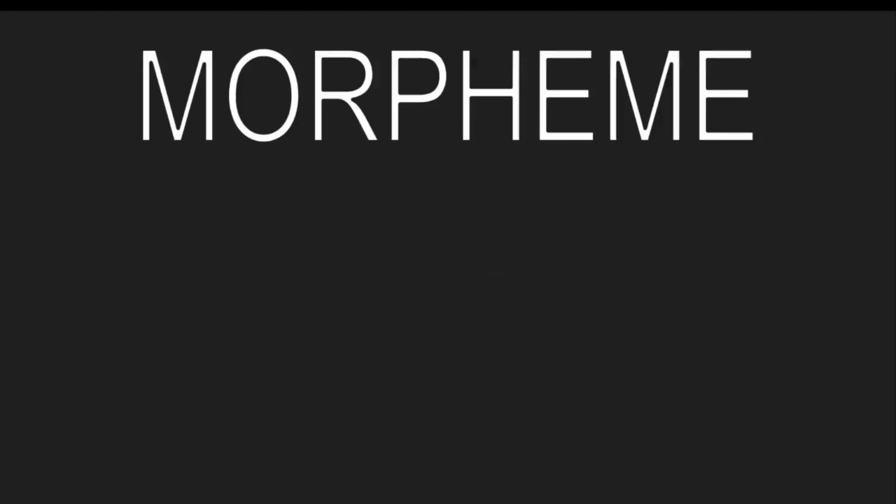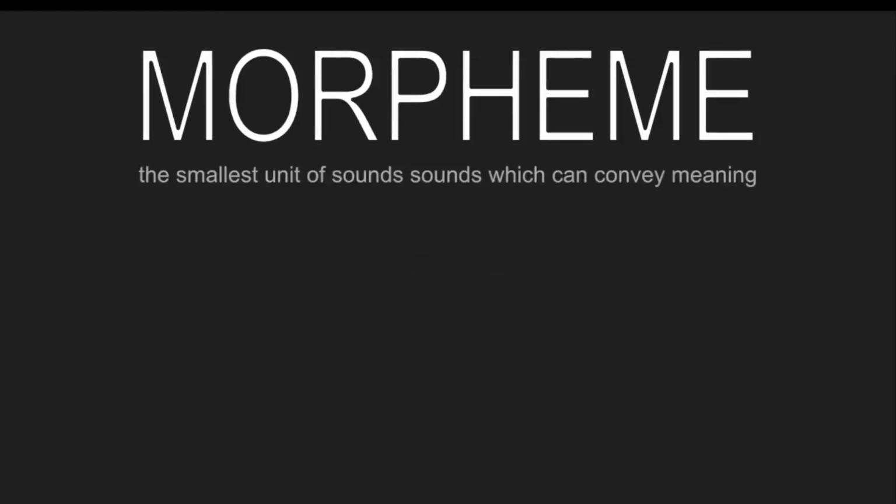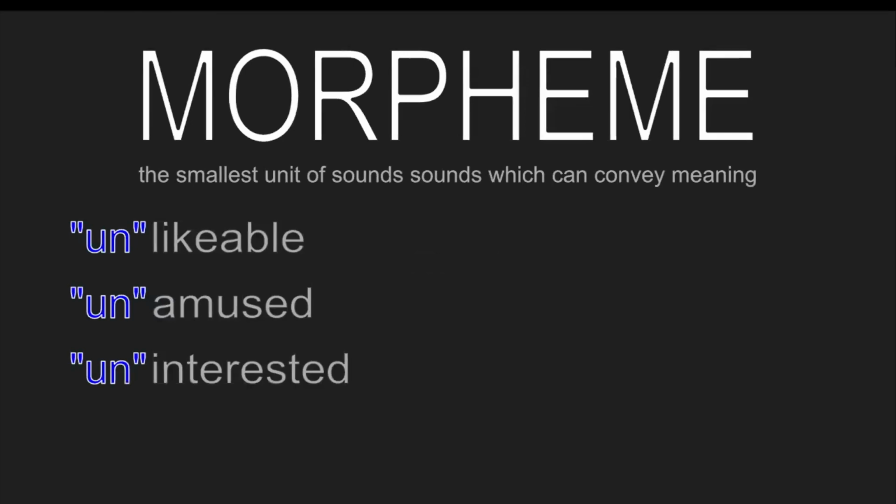For example, when you see the letters UN at the beginning of a word, you immediately infer this word means the opposite of the word without the UN, despite UN not being a word in and of itself. Thus, there must be a subunit able to convey meaning smaller than a word. And that's where morphemes come in. There are many different examples of morphemes, so linguists use four different categories to categorize them.